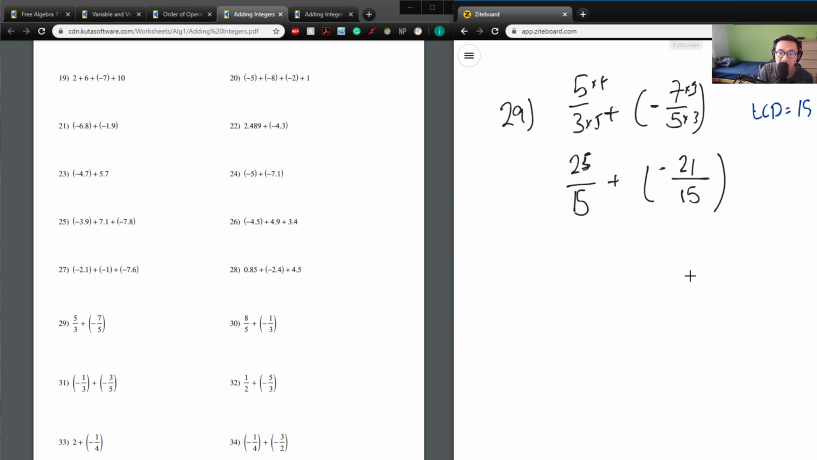So what I can say is my answer is going to be over 15, obviously. But we can do 25 plus negative 21 at the top. Remember, it's just simply 25 minus 21, which is simply 4. So our answer here is 4 over 15. So with fractions, we're taking this concept of lowest common denominator and applying it in the context of negative numbers.